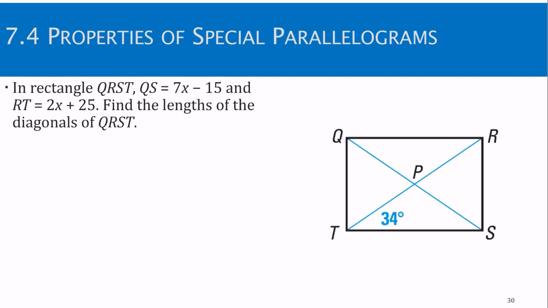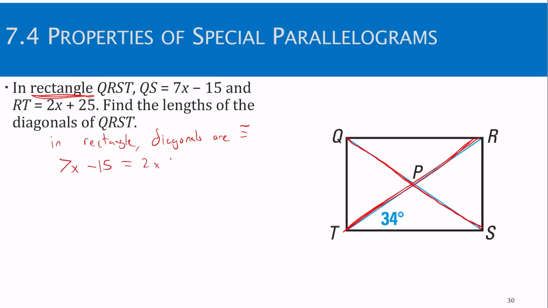Let's do another example. Here we have QS and RT, and it's a rectangle. It says it's a rectangle. So in a rectangle, the diagonals are congruent. So I can make these diagonals equal to each other.